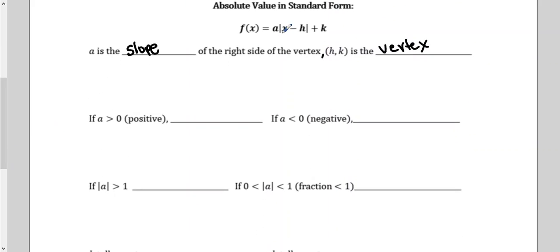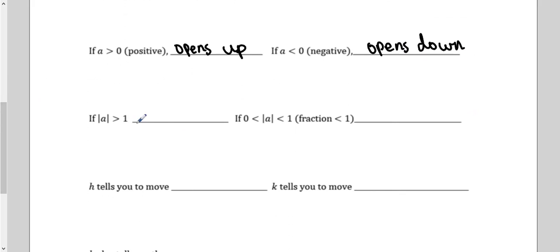Okay, if this number in the front, a, is positive, we say it opens up. If the number in the front is negative, it opens down. Okay, if this number is greater than 1, so it can be greater than positive 1, or it can be greater than negative 1, this number can be positive or negative, but as long as it's greater than 1, we say that this is a stretch. And then if it's a fraction, we call it a compression.